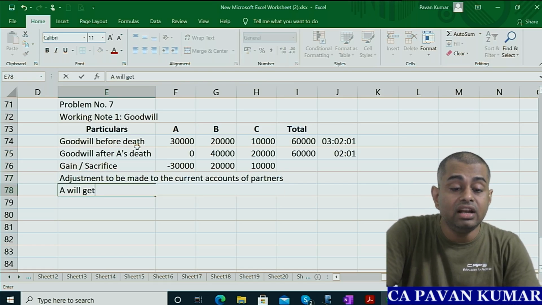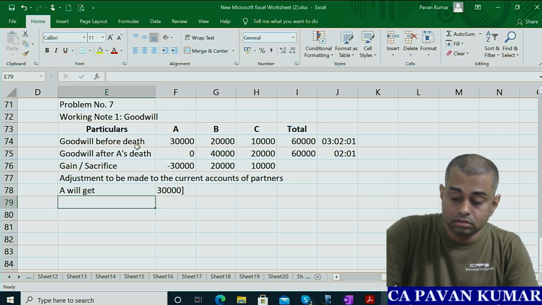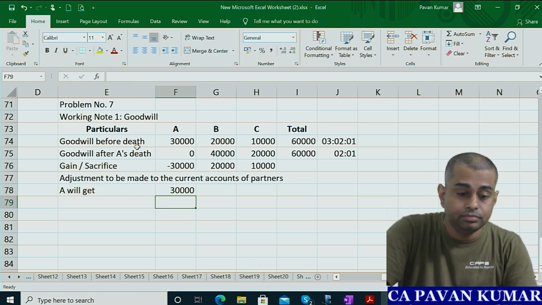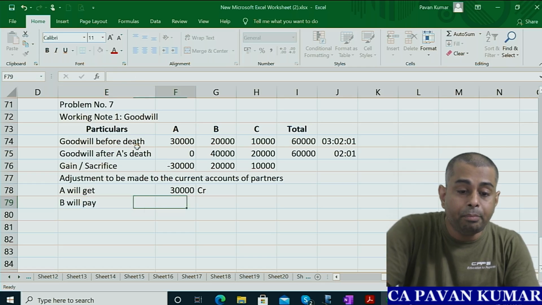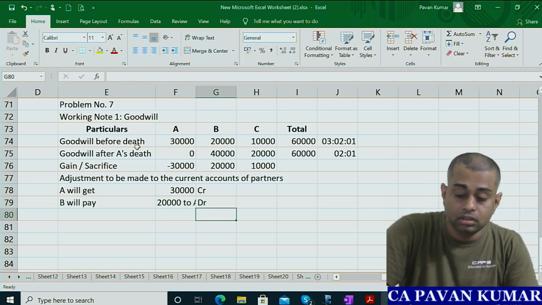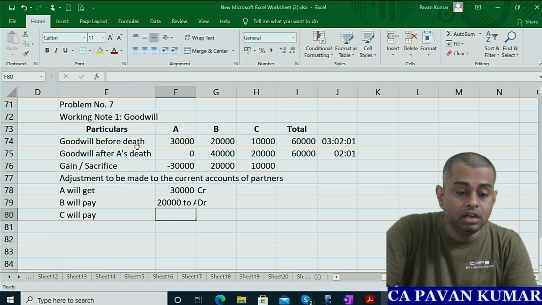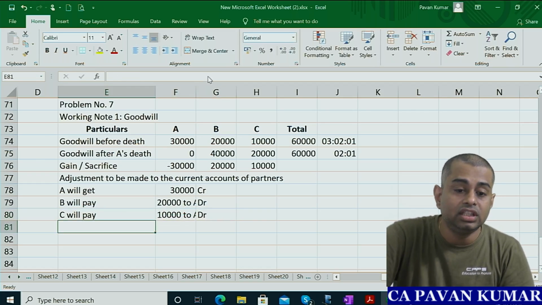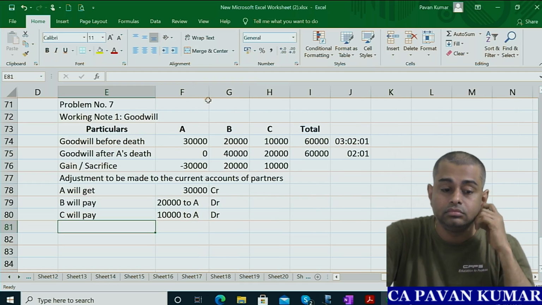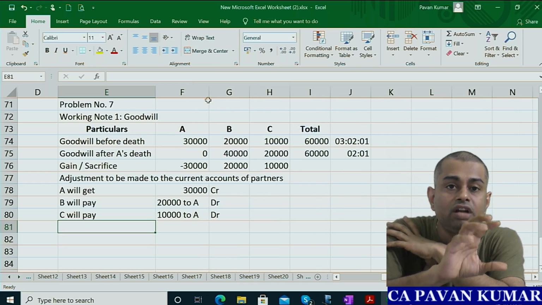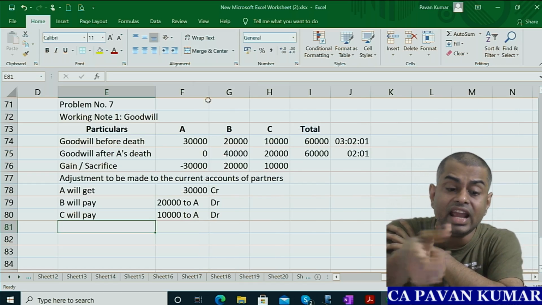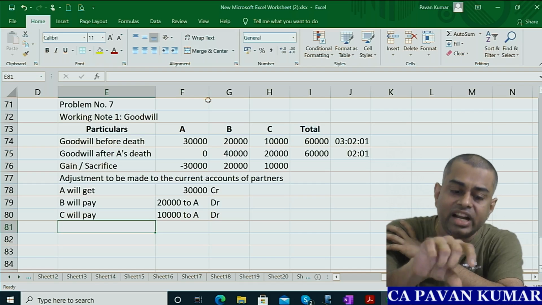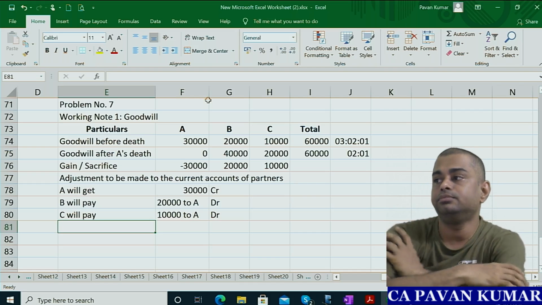So A will get 30,000. Okay, so this account is credit. B will pay 20,000 to A, debit. C will pay 10,000 to A, debit. So this is the accounting. You understand? So A's account will be credited with 30,000 goodwill, and B and C's accounts will be debited with 20,000 and 10,000 in favor of A. This is how we need to do.